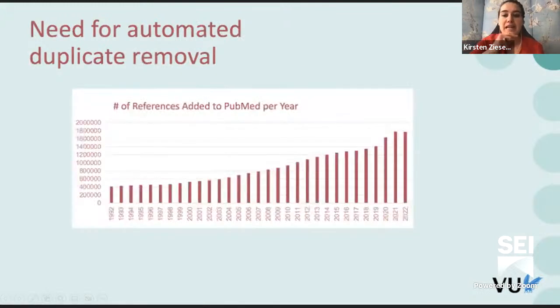Here it's illustrated again with a bar chart of the exponential increase of references added to the largest biomedical database, PubMed, over the past 30 years, reaching a high of 1,768,793 references in 2022 alone. Well, try deduplicating these kind of numbers by hand.